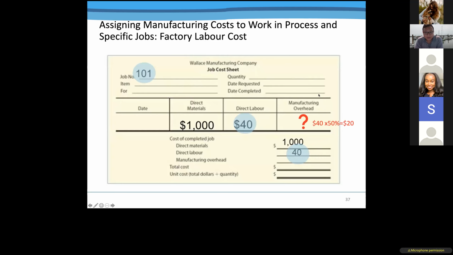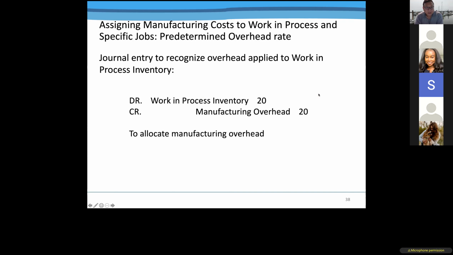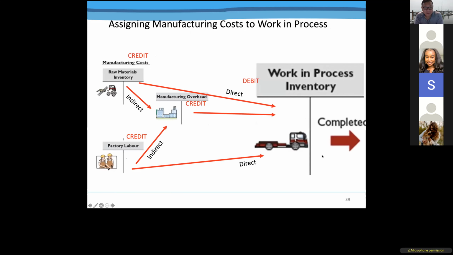Okay, so what's the general entry? So that's the general entry. You debit work in process inventory for $20. You credit manufacturing overhead for $20, right? That's the general entry. So now let's take a picture. Remember, some students stumbled a little bit here in this picture. So now you see the full picture, right?